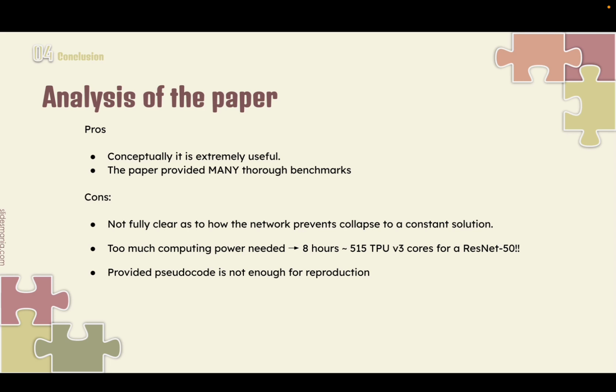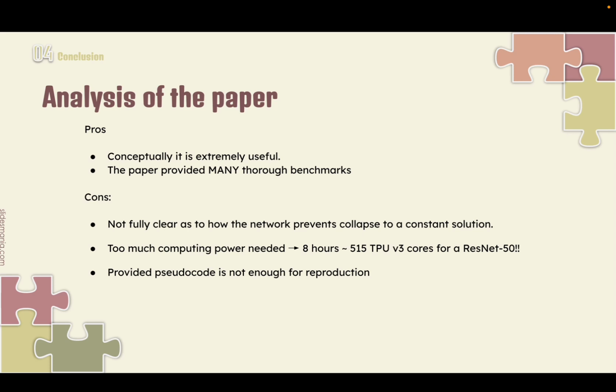In the first place, the paper is not fully clear as to why the network does not converge to the optimal solution of constant representation for all images, although the authors do present a couple of hypotheses for it. Secondly, the ResNet 50 version of the network, which is the one used for the benchmarks, needed to be trained during 8 hours using 515 TPU v3 cores, which is a lot of computing. This is not performant at all, and therefore the cost of training would seem to overshadow the problem of finding negative samples.